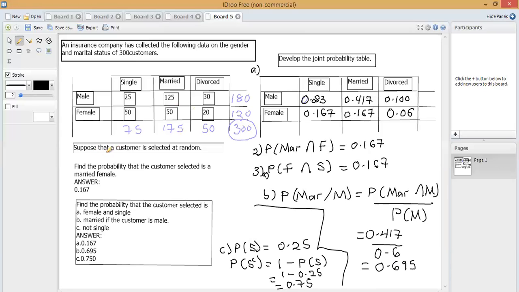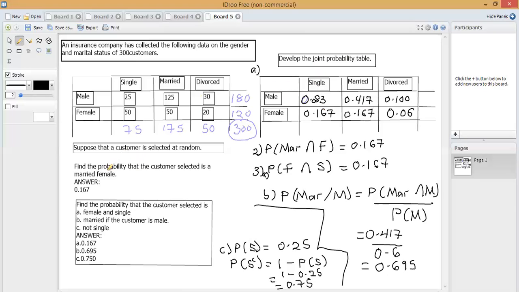It's saying develop a joint probability table. But we know that the total number of customers is 300. So for this position, you have to find 25 over 300, write it here. 125 over 300, write it here. 30 over 300, write it here. 50 over 300, write it here. 50 over 300, write it here. 20 over this 300, you write it here. So we're done with developing the joint probability table.